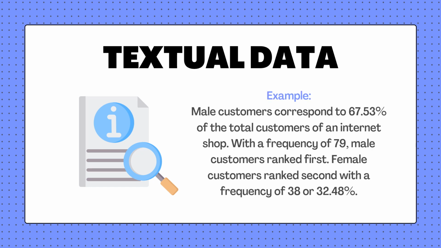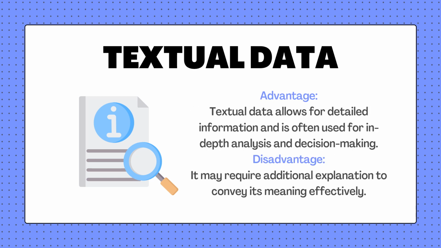Example: male customers correspond to 67.53% of the total customers of an internet shop. With a frequency of 79, male customers ranked first. Female customers ranked second with a frequency of 38 or 32.48%. Textual data allows for detailed information and is often used for in-depth analysis and decision-making. However, it may require additional explanation to convey its meaning effectively.